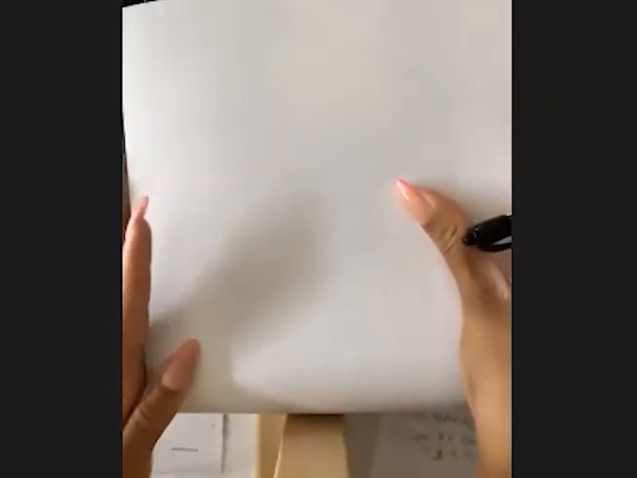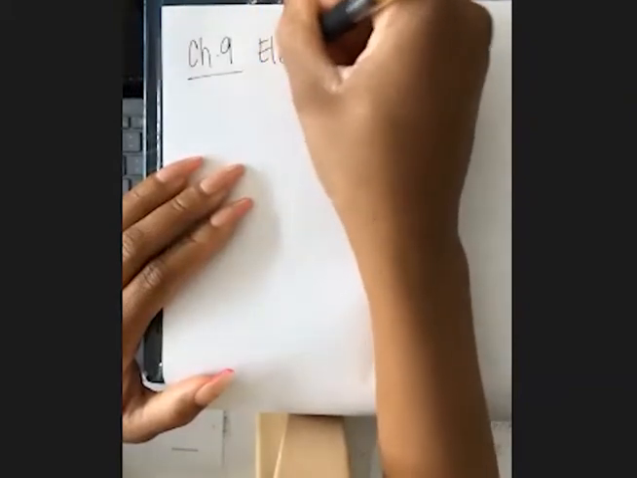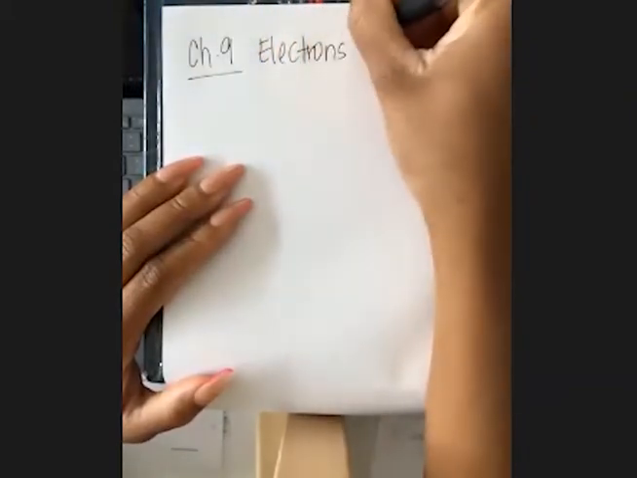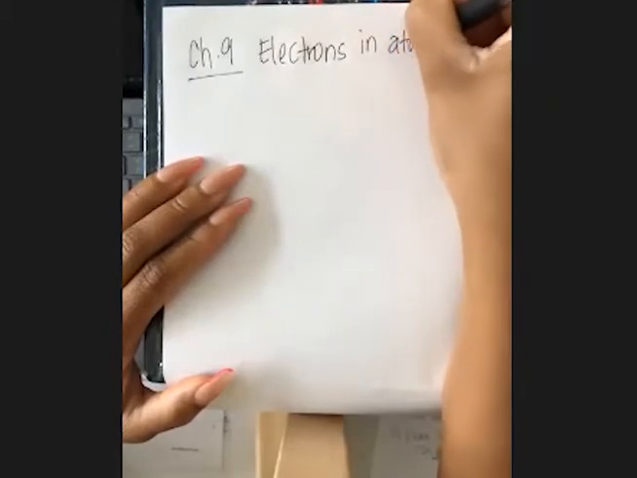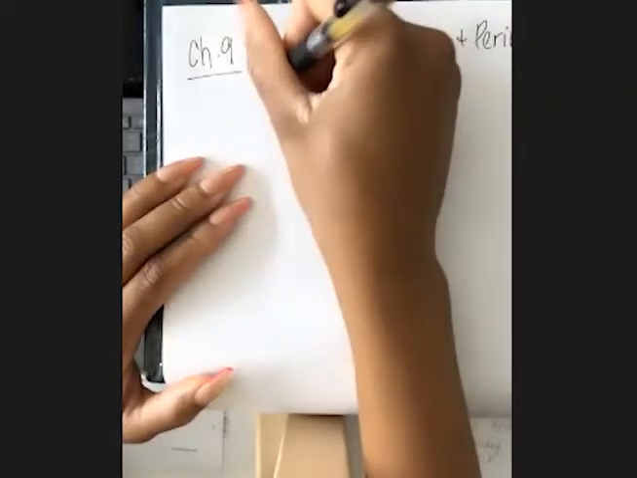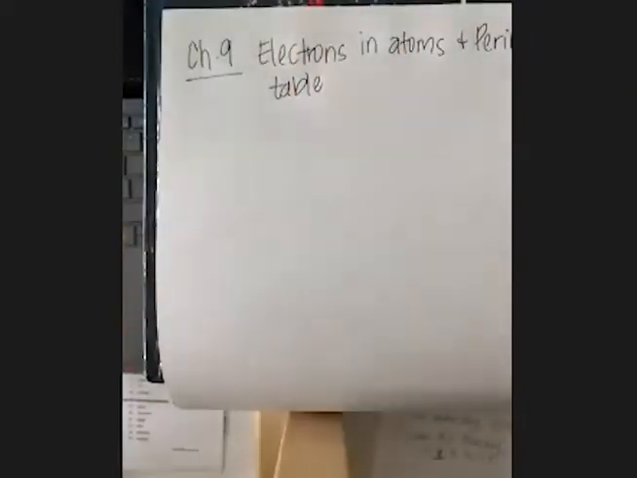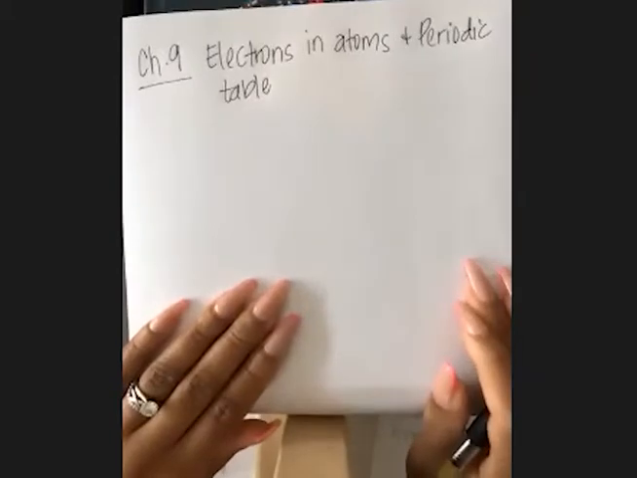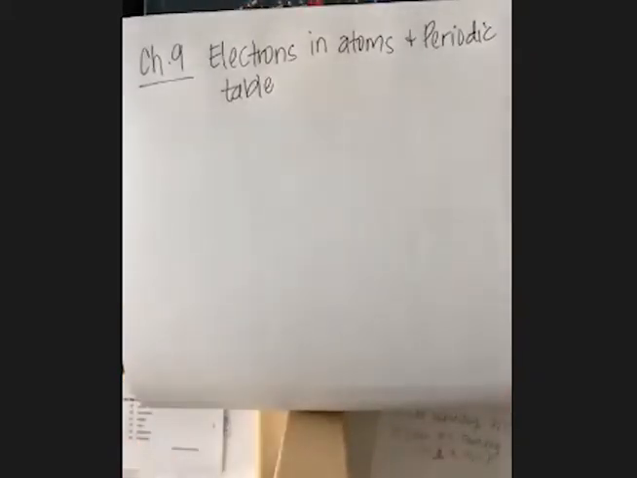Chapter 9 talks about electrons and atoms and the periodic table. The whole point of chapter 9 is to explain where the electrons reside in the atoms. Chapter 9 is more of a theoretical chapter. There's not any calculations in chapter 9.